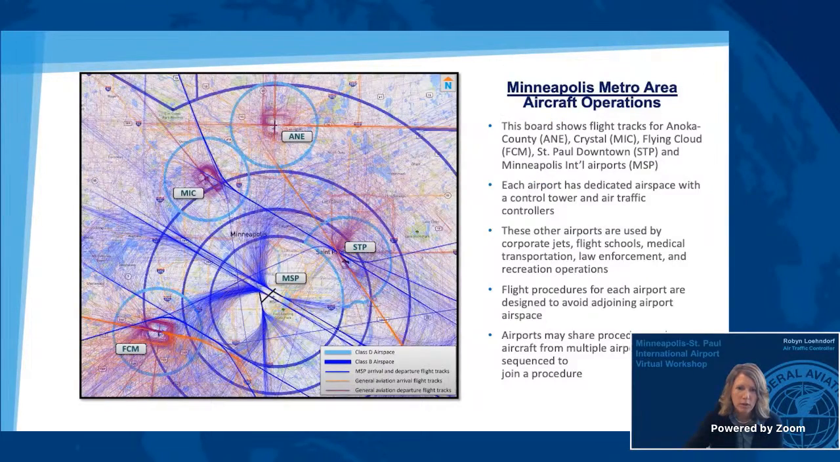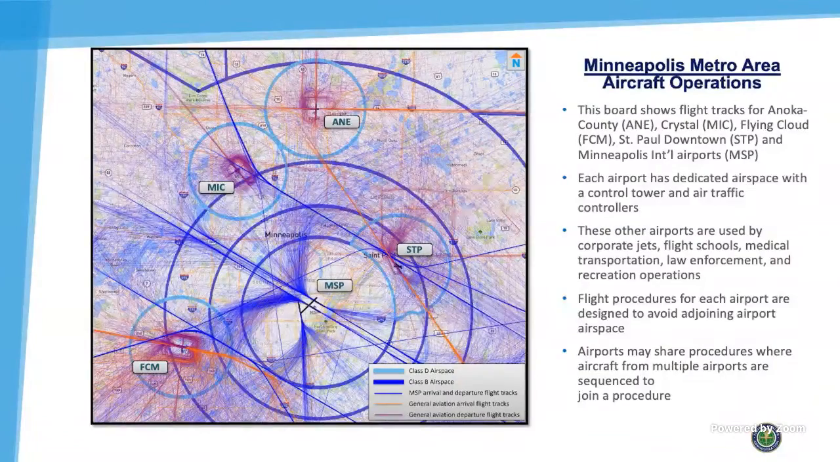This board shows an overview of the existing aircraft activity in the greater Minneapolis area, including airports near Minneapolis. These airports include Anoka County, Crystal, Flying Cloud, and St. Paul Downtown. As this board shows, the Minneapolis airspace is busy and is home to both commercial and general aviation operations. These general aviation operations may be small propeller airplanes that are training to become pilots, or airplanes flying for survey work. We call them photo flights.